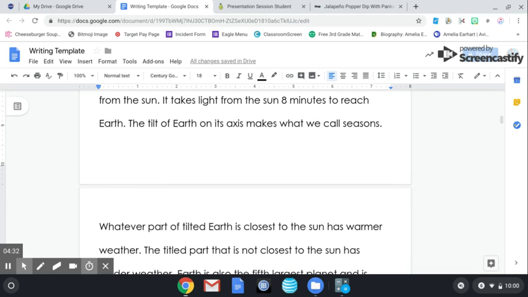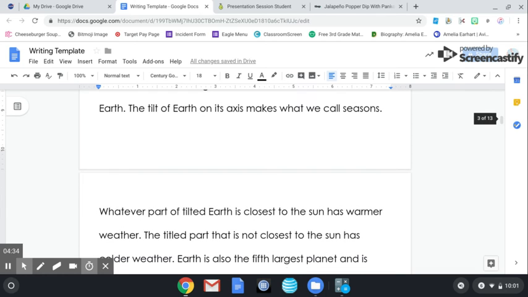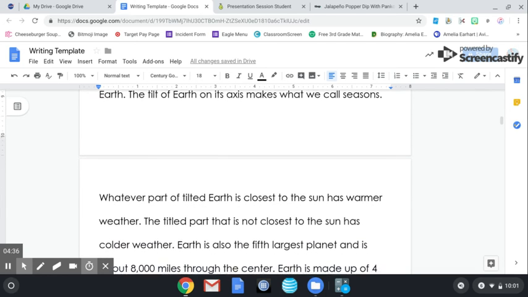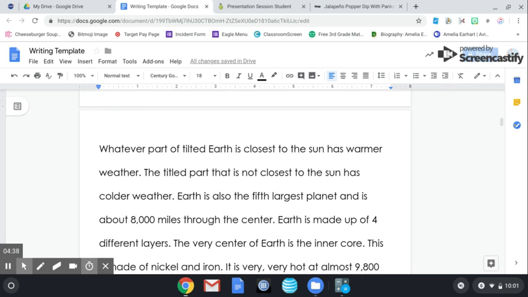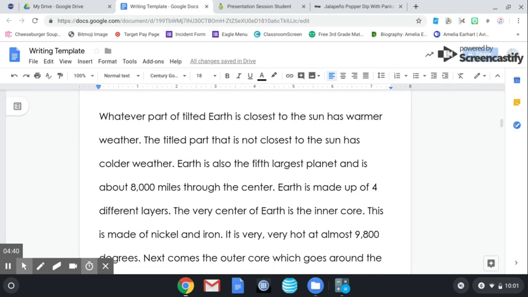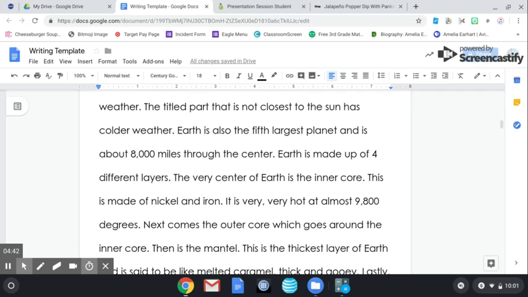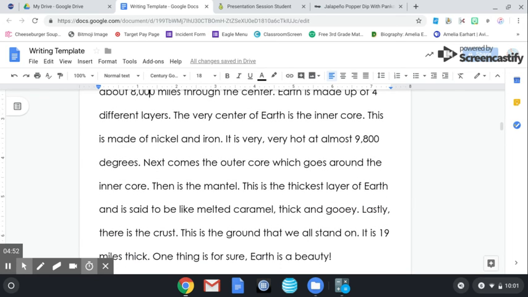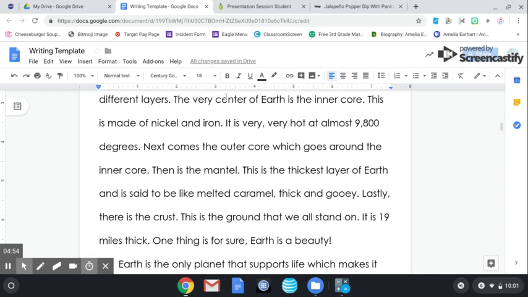The tilt of Earth on its axis makes what we call seasons. Whatever part of tilted Earth is closest to the sun has warmer weather. The tilted part that is not closest to the sun has colder weather. Earth is also the fifth largest planet and is about 8,000 miles through the center. Earth is made up of 4 different layers. The very center of Earth is the inner core.